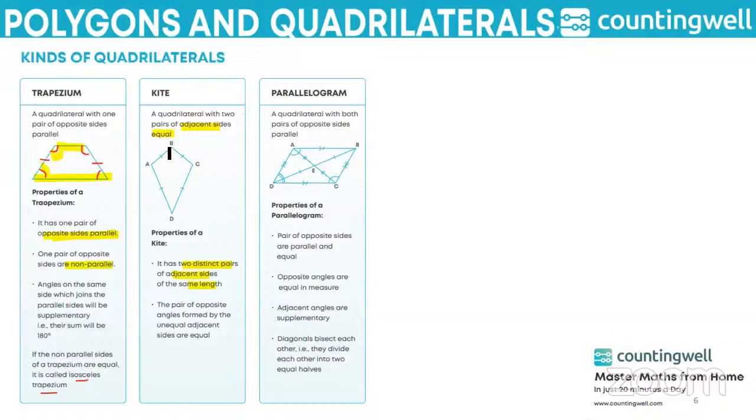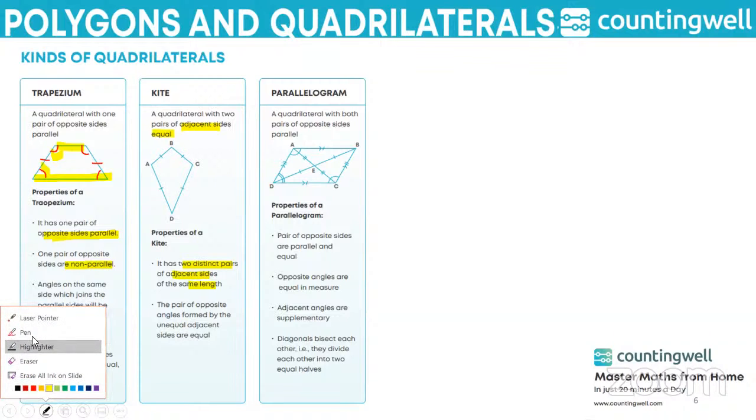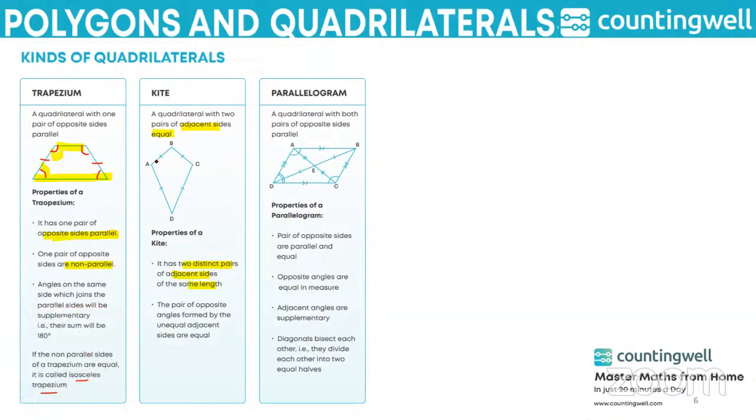The pair of opposite angles formed by the unequal adjacent sides are equal. So which is the pair of opposite angles formed by unequal adjacent sides? Let me show you that angle pairs. So you can see this is the pair of opposite angles formed by unequal adjacent sides. So angle A will be equal to angle C and angle B will be equal to angle D. Okay. Next we will see parallelogram.